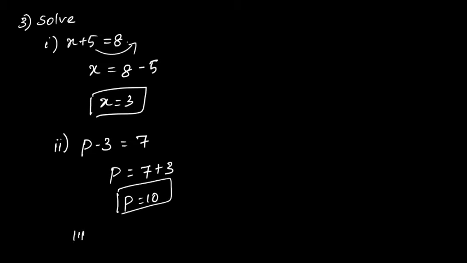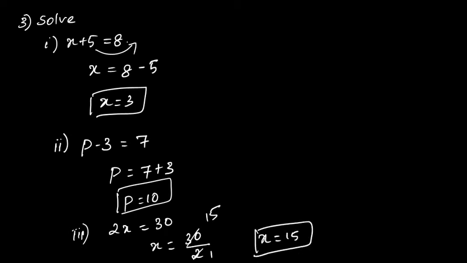Third question, 2x is equal to 30. You need the value of x. So send 2 to the RHS. So it's in the multiplication, so it will become division. So 30 divided by 2, you will get 15. So here the x value is 15.